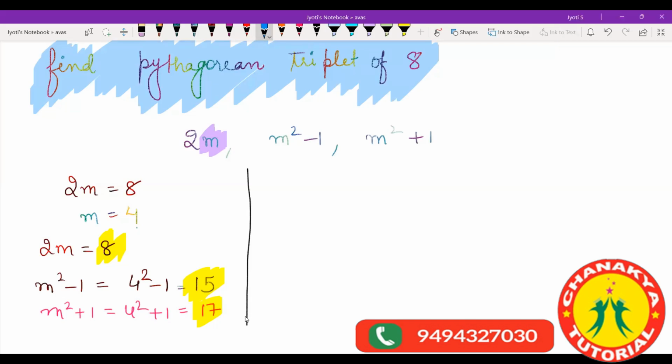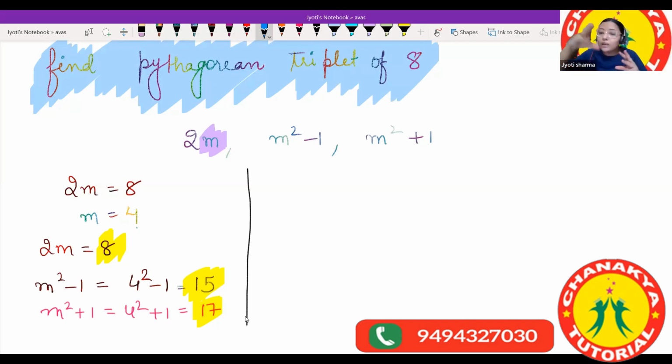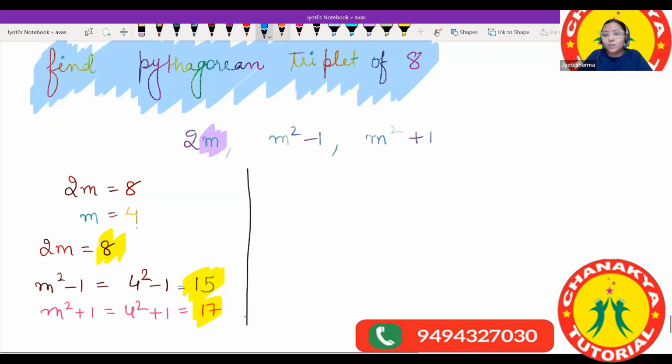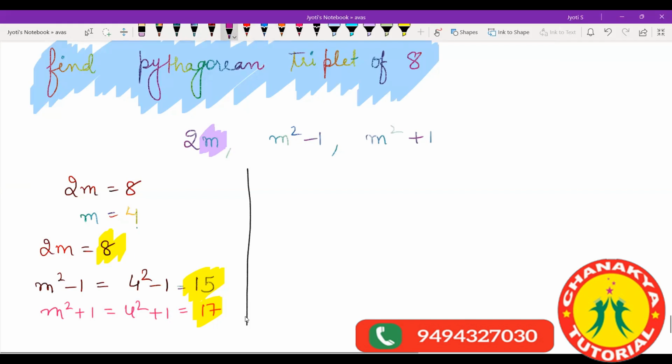Yes, ma'am. See, 2m is equal to 8. So the operation between 2 and m is multiplication. It will turn into division when you shift this 2 to the other side. Have you done equations? Yes, ma'am. So you know how to solve the equation if I give you 2m equals 8? You divide 8 by 2. Yes, ma'am. Exactly.